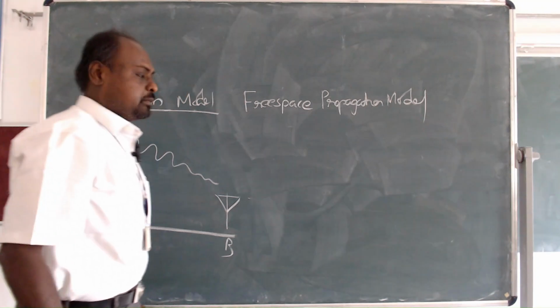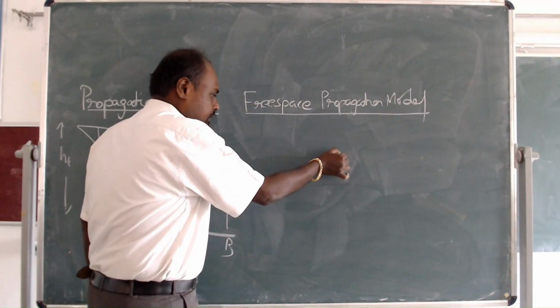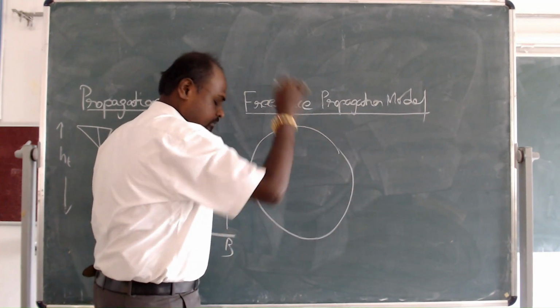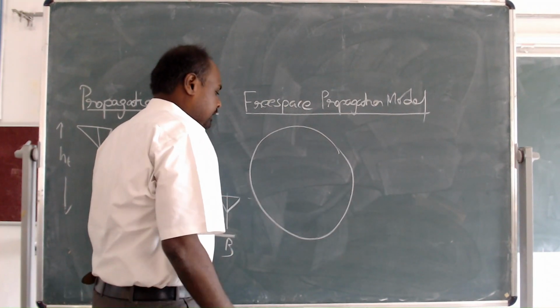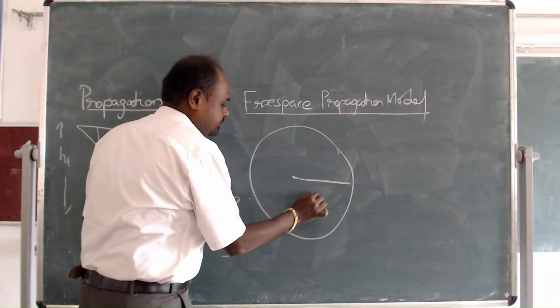In the free space propagation model, it assumes the coverage area to be of spherical shape. The center point, the midpoint, and this one is the radius R.